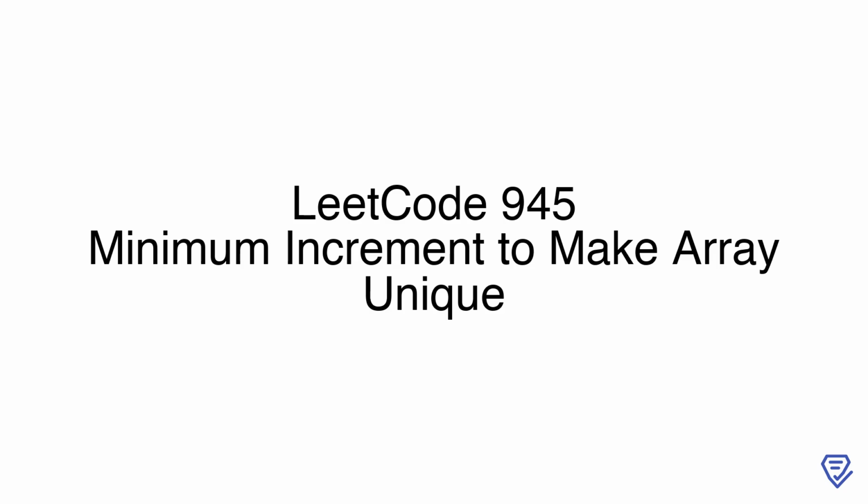Welcome! In this session, we'll tackle LeetCode problem number 945, minimum increment to make array unique. This problem challenges us to modify an array so that all its elements are unique with the minimum number of increments. Let's dive into the solution step by step and explore the best approach.